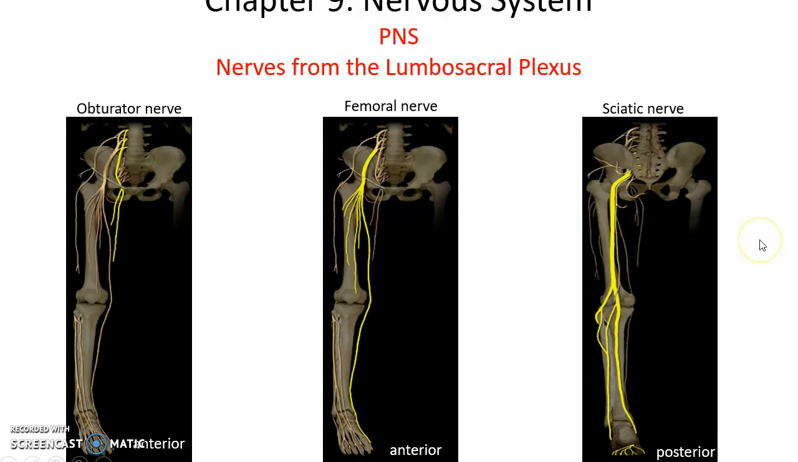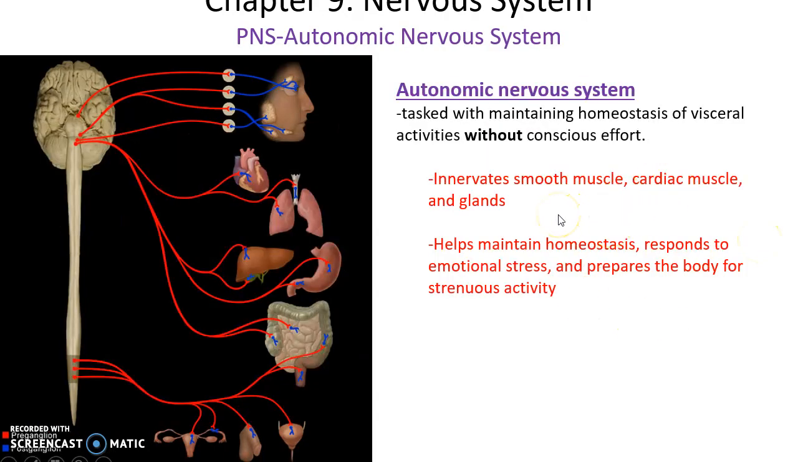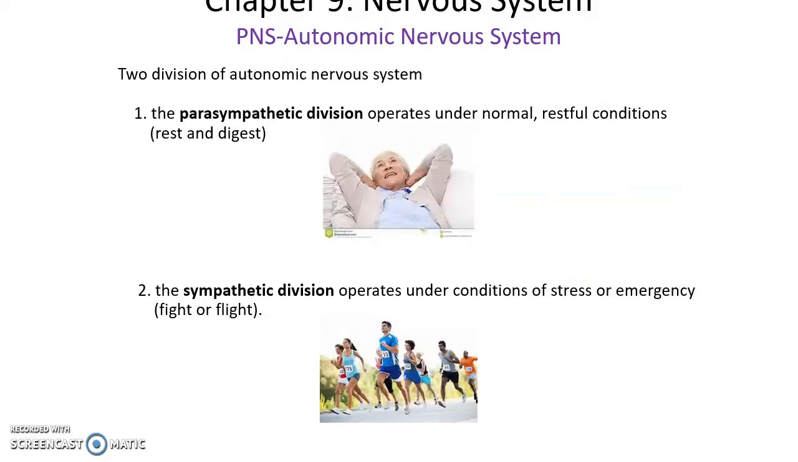The autonomic nervous system helps to maintain homeostasis, helps us to do activities without us having to think about it. So for tears and glands and heart and other organs of the body, it innervates the smooth muscle tissue in those organs, cardiac muscle tissue and glands, maintains homeostasis, responds to emotional stress, prepares the body for strenuous activity. Two divisions: the parasympathetic division, which operates under normal restful conditions through the rest and digest system, and the sympathetic division, which operates under stress or emergency, the fight or flight responses.